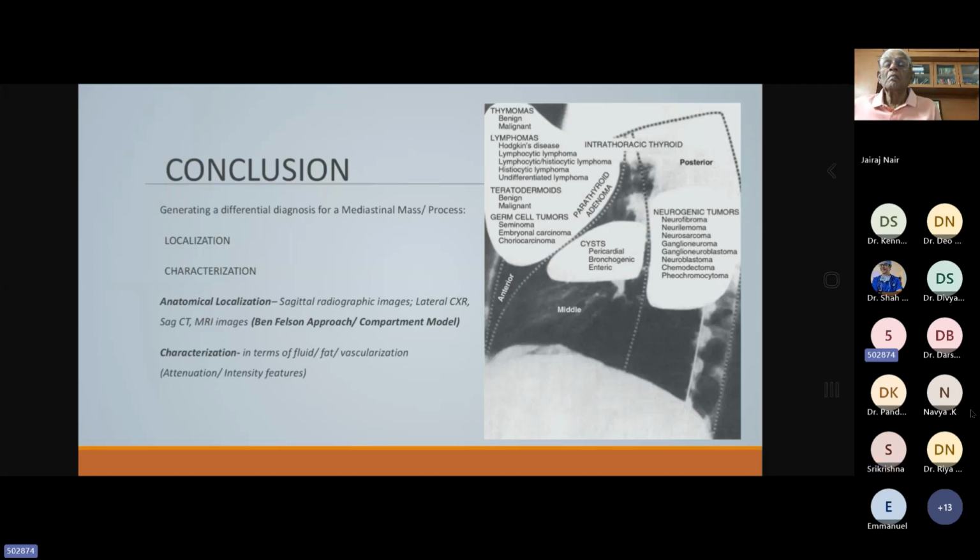Second, in the middle compartment, mostly are the cysts: pericardial cyst, bronchogenic cyst, and esophageal duplication cyst. The posterior compartment, including the neurogenic tumors, neurofibroma, neurilemmoma, and pheochromocytoma and ganglioneuroma. So creating a differential diagnosis of the mediastinal mass is based on localization and characterization. Anatomical is based on the sagittal radiograph imaging, X-ray, CT, and MRI, and in terms of the fluid, fat, and vascularization seen in the CT.